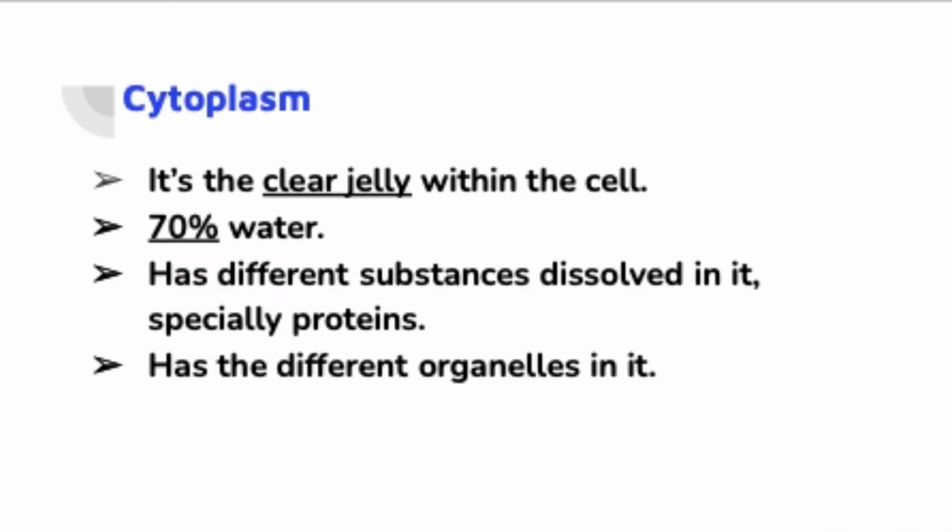Now let's talk about the cytoplasm. Cytoplasm is a clear jelly. It is nearly all water, about 70% in many cells. It contains many substances dissolved in it, especially proteins. Many different metabolic reactions take place in the cytoplasm.